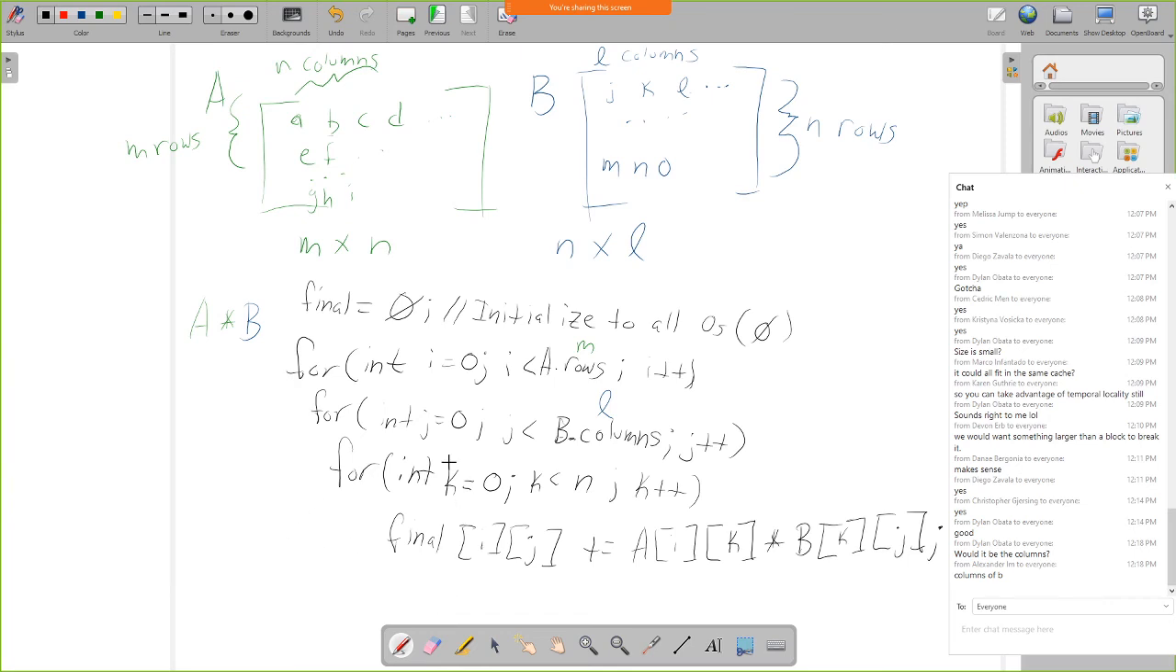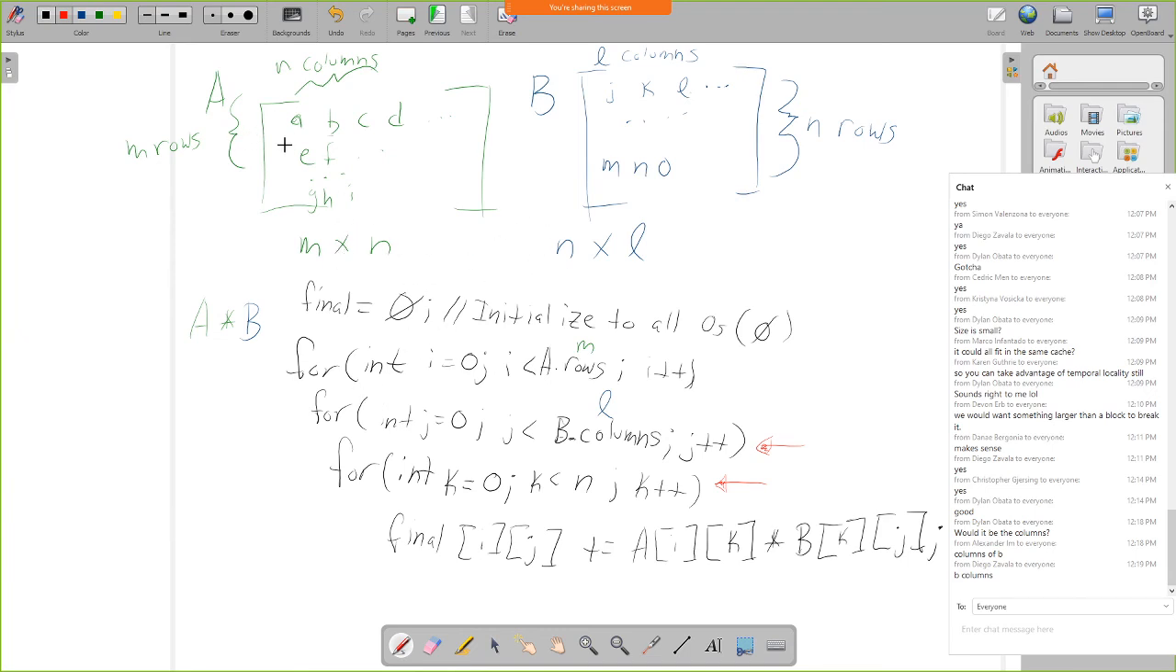So consider what gets executed more often. The columns of B get iterated on right here. And if you notice here, K is also on the inside. So the columns of B are going to affect this, and the, excuse me, the inner dimensions, that N here, is also going to affect the runtime.